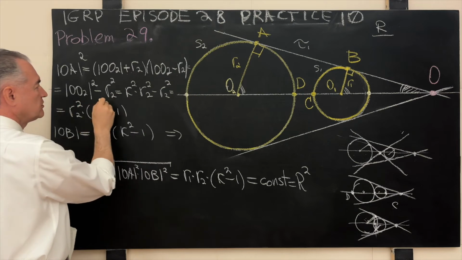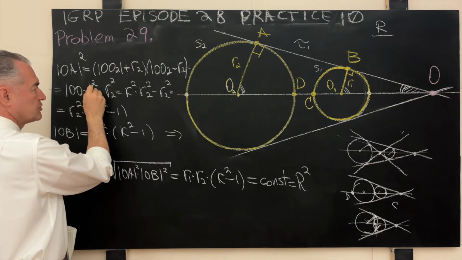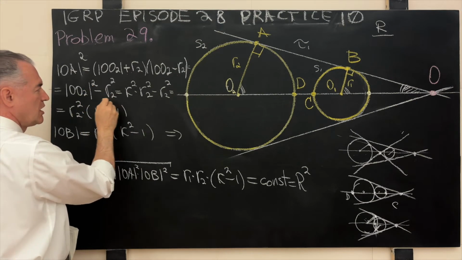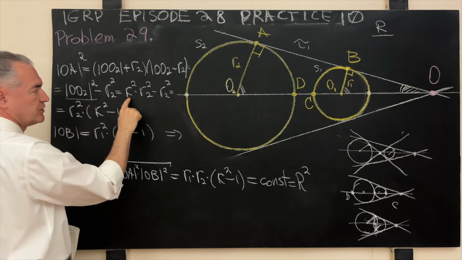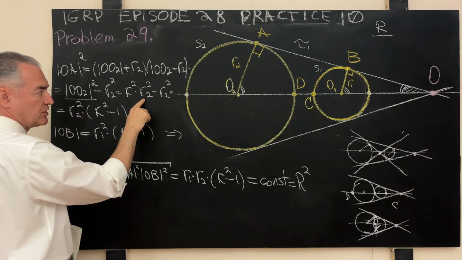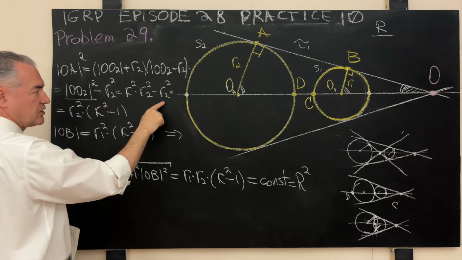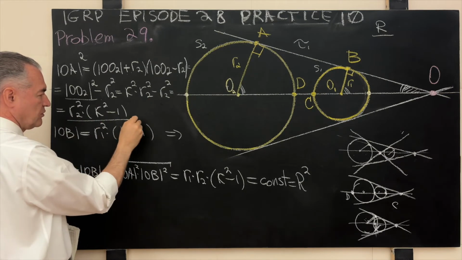This will be the difference of squares, O2 squared and R2 squared. But again, the distance O2 we express, remember how, as k times R2. Then we factor out R2 squared, and we have our result.